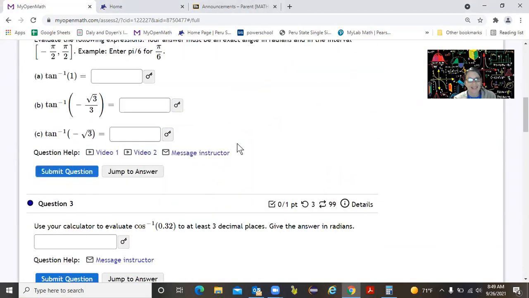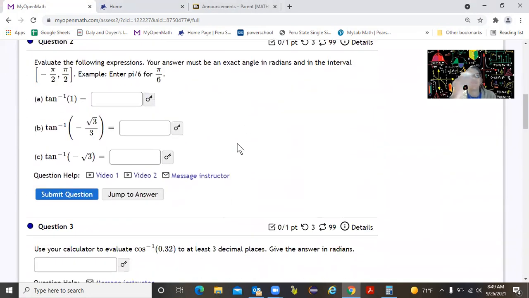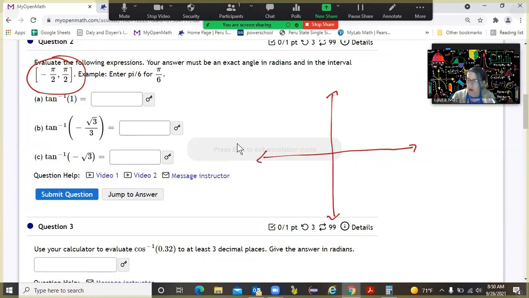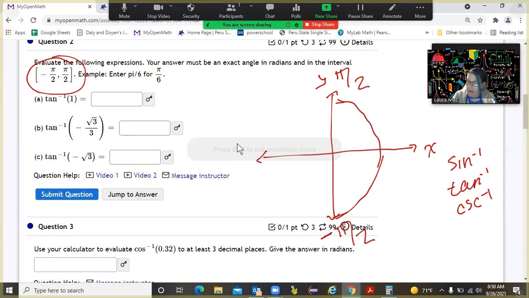Oh, look, this one's tangent. Oh, this is the second question. Okay, whatever. All right, let's look at tangent inverse. So again, thinking about what our answers can possibly be, and this one tells you, usually you're not just told that, but again, kind of thinking about putting our triangle here on the standard axes. Sine inverse, tangent inverse, and cosecant inverse are going to be found between negative pi over 2 and pi over 2. So their answers are all going to be coming from over here, okay?